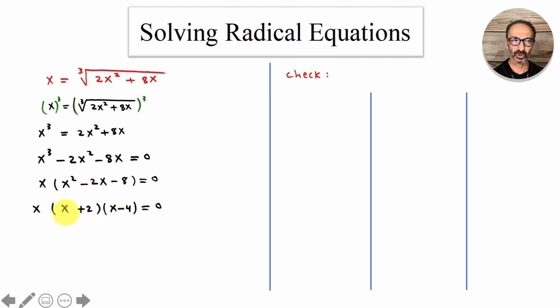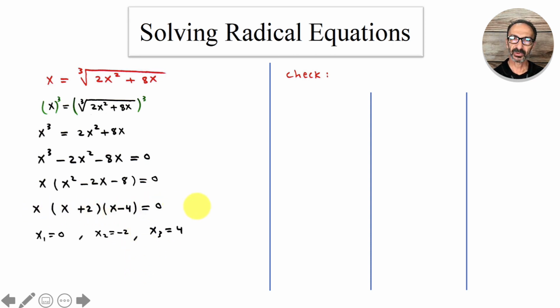It factors into 2x plus 2 and x minus 4. We could double check. Minus 4 times 2 is minus 8. X times x is x to the second. We have 2x minus 4x, which simplifies to minus 2x. So we're good. So 3 answers.